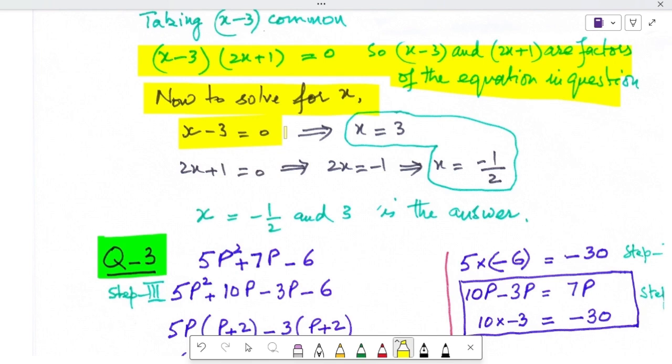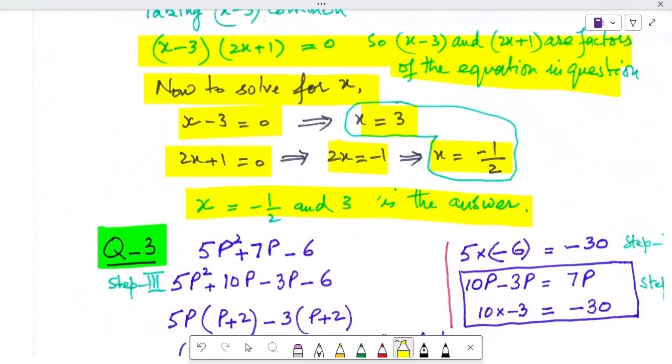The first factor, x minus 3, is equated to 0, and we get x equal to 3. The second factor is equated to 0. Take 1 on the other side, it becomes minus 1, and then divide both sides by 2, and we get an answer x equal to minus 1 over 2. So the solution set of this question is x is equal to minus 1 over 2 and x equal to 3.